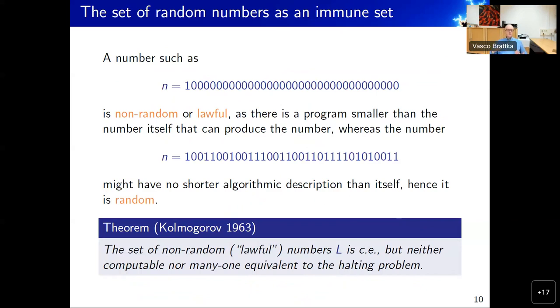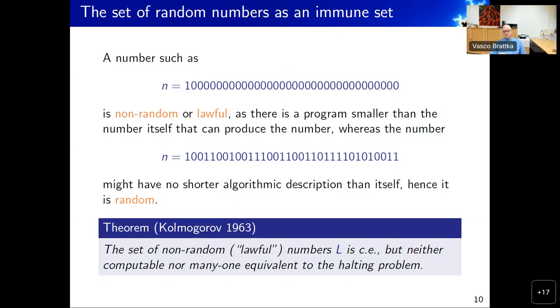So a concrete specific example was provided by Kolmogorov. He was defining the set of random numbers, and the complement is called here the set of lawful numbers. So what are random natural numbers? If you have a natural number which looks like that, a one followed by a lot of zeros, you can provide a very short program that actually prints this number just by saying print one followed by so and so many digits zero.